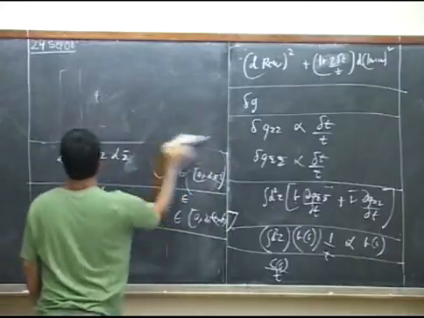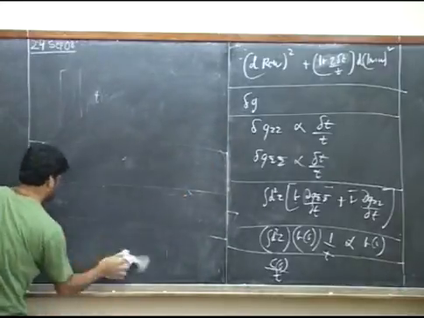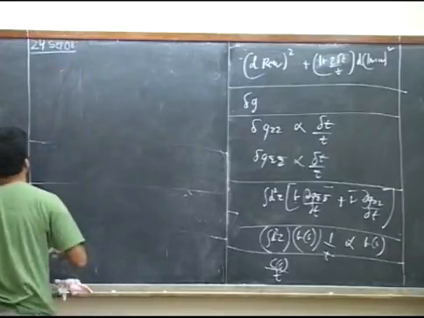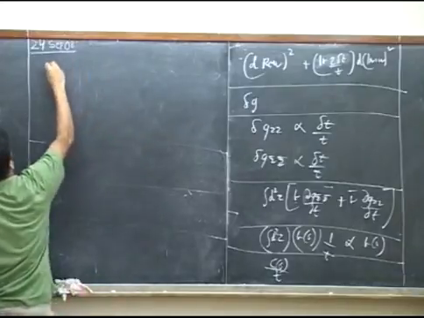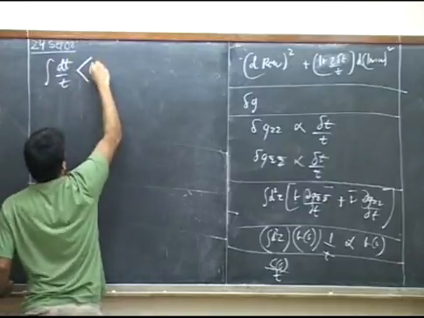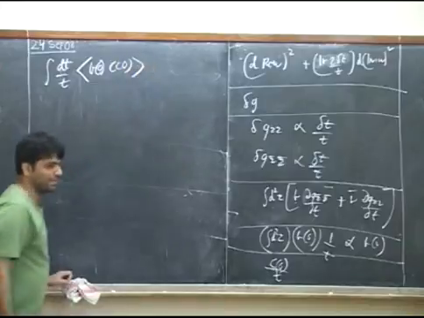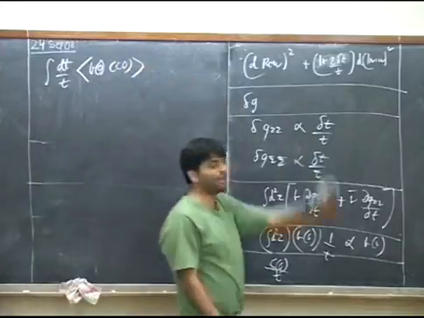So the final conclusion is that we have dt divided by t, times the expectation value of b0 c0, times the integrated vertex operators.